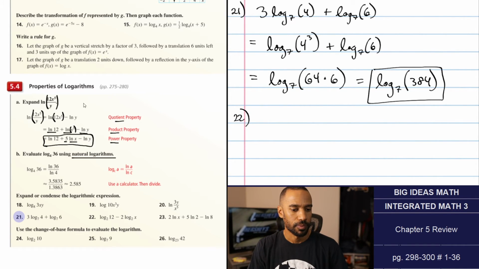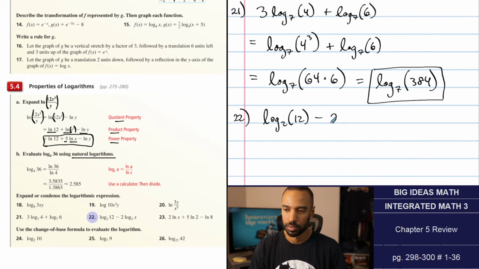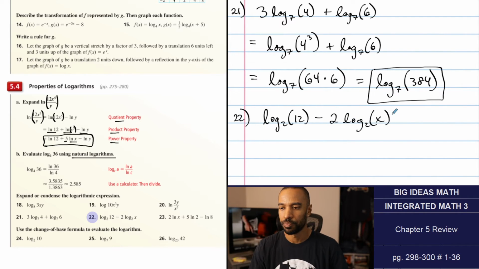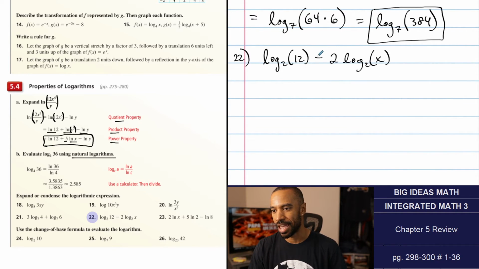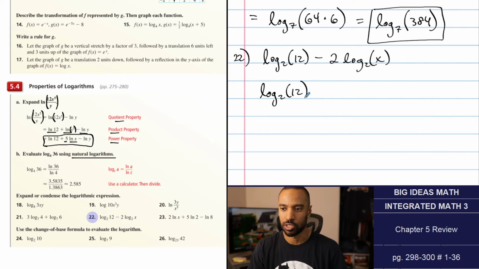Number 22 is log base 2 of 12 minus 2 times log base 2 of x. Same thing applies to this one as it did for the previous one. That 2, let's go ahead and bring it all up in there. You don't have to make it the -2, otherwise you turn this into a plus and then it gives you more steps than you need. So let's still keep this as a minus, given that a 2 goes up inside there as the exponent.